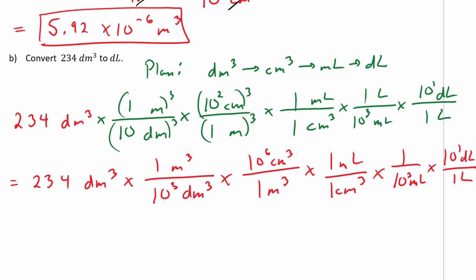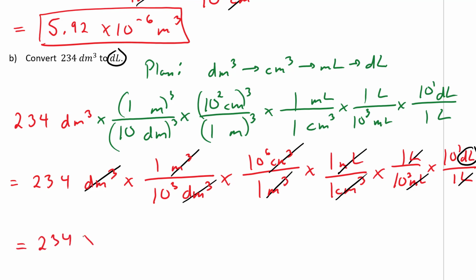Okay, let's cancel out units. Decimeters cubed, decimeters cubed, meters cubed, meters cubed, centimeters cubed, centimeters cubed, milliliters, milliliters. Oh, forgot my unit there. Liter right there. Liters and liters, leaving me with deciliters. Exactly what I asked for. Now we'll do the numbers. 10 to the 3 comes up to the top, becomes minus 3. 1 divided by 1 is just 1. 10 to the 3 comes up to the top, becomes minus 3.